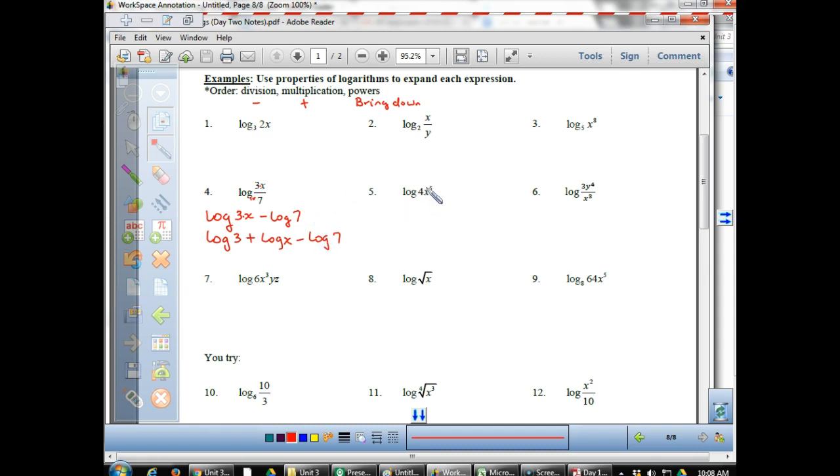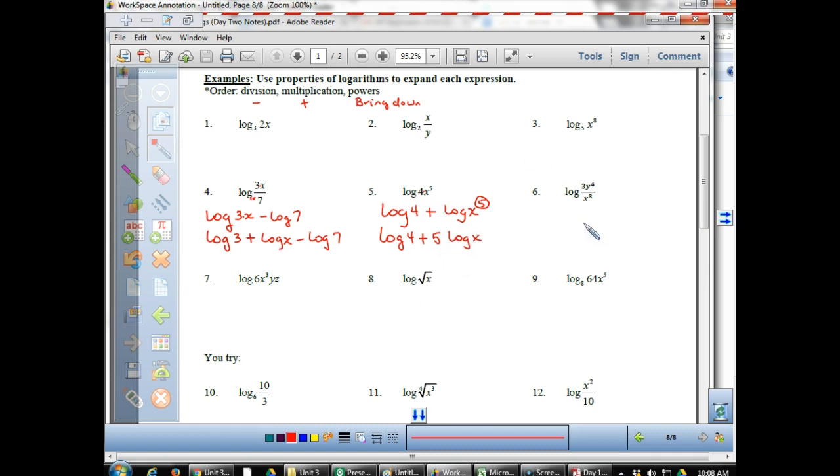Okay, the next one, let's see what we have going on here. We have multiplication. 4 is being multiplied by x to the 5th. So there is no division, so move on to multiplication. So multiplication is going to be broken apart with addition. So log of 4 plus log of x to the 5th. And then the final thing is to bring this power down front. So it's going to be log of 4 plus the 5 will come down front, 5 times the log of x.